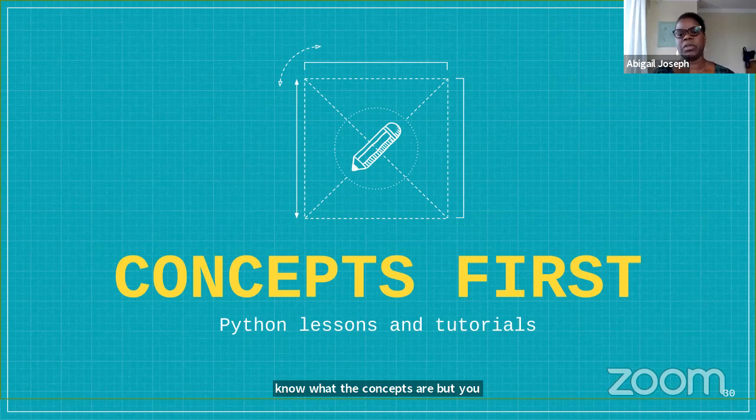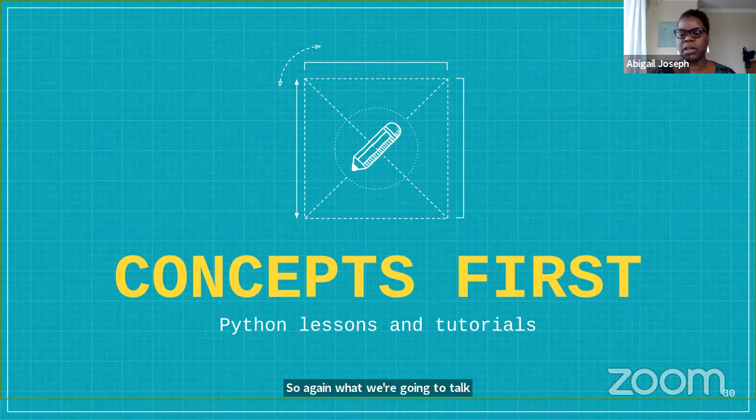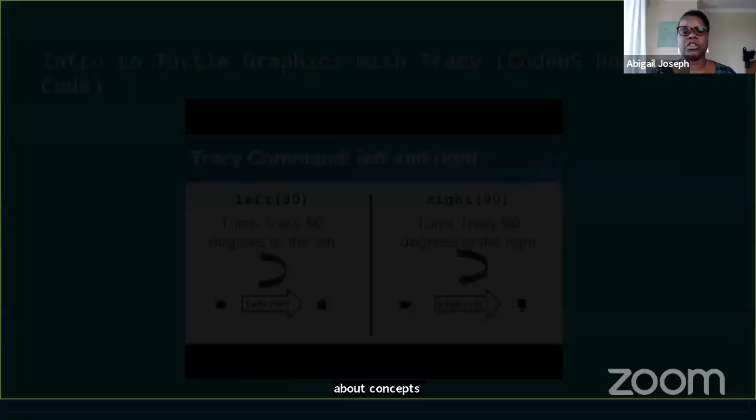So again, we're going to talk about concepts first. So Python lessons and tutorials. How might one go about learning Python? You can go in a book, and a book is pretty much very similar to something that you would find online in terms of lessons and tutorials.